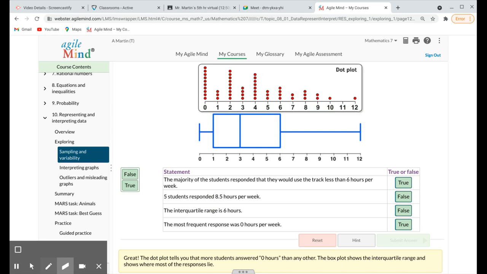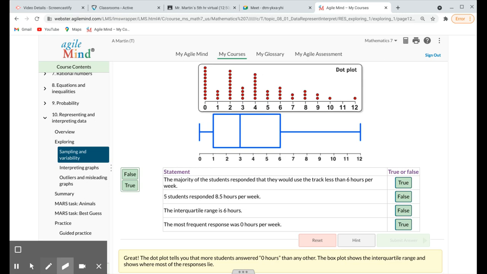But I do have a closing question for our part of the book that we're working in, and that would be, when might the interquartile range be a better measure of variability than the MAD? When might the interquartile range be a better measure of variability than the mean absolute deviation? Waiting on y'all. What do you think?